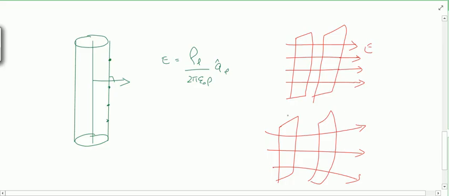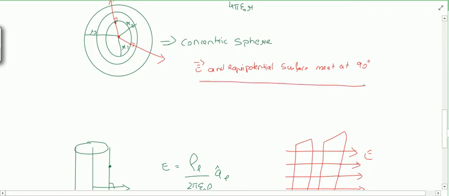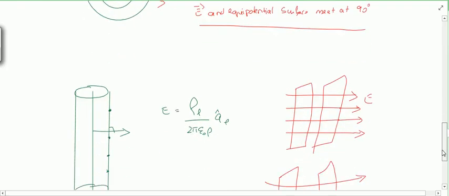They will be changing their shape according to the electric field lines changing. So you can always remember that the equipotential surface and the electric field will meet at 90 degrees only. This condition can't be violated anywhere. So this was about the equipotential surface. Hope you understood.